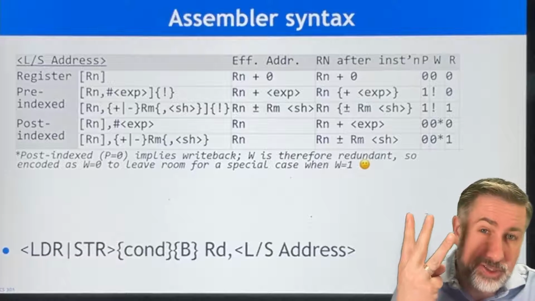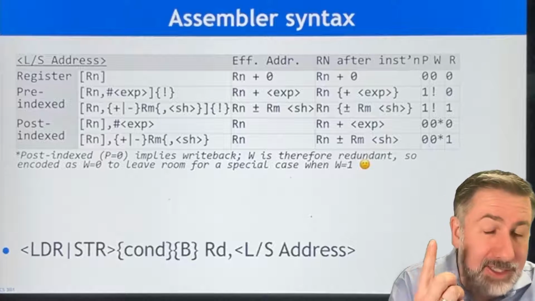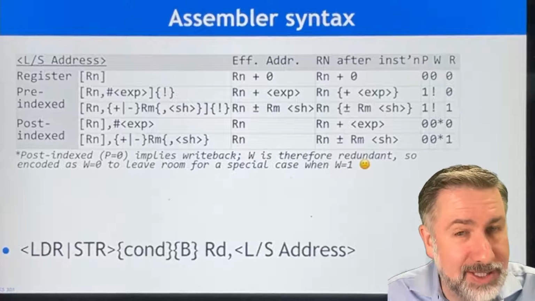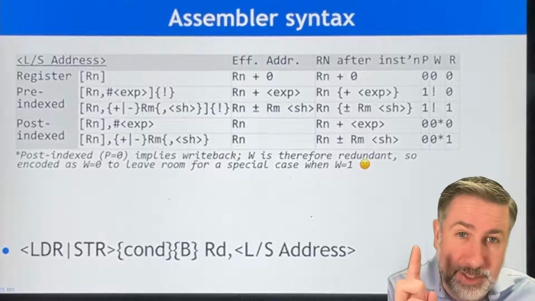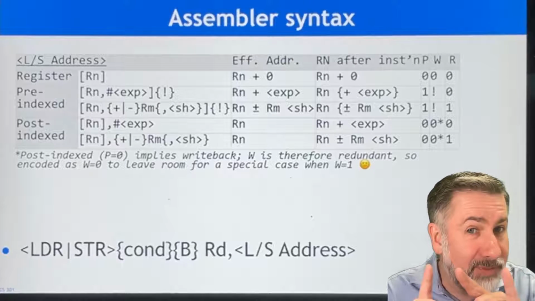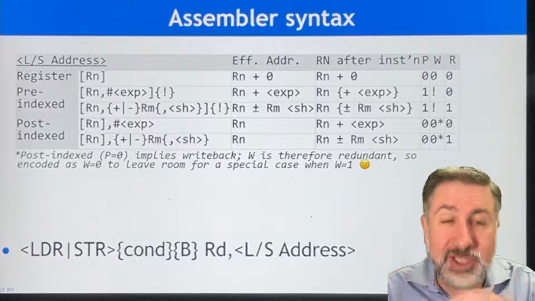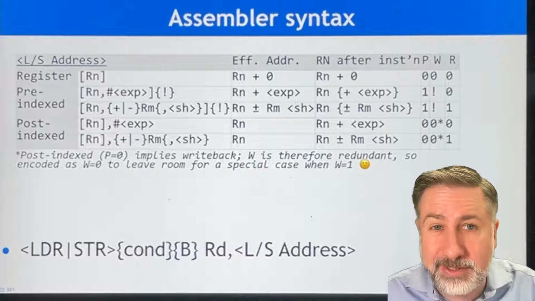There are three options for loading and storing in ARM v7. The one is you specify an address in a register, and you're done. We call that register addressing. The second is pre-indexing. You specify an address in a register, you modify that address by some value, and then they use that as the effective address. You change the pointer before you use it. And then there are some choices about whether you save that new value.